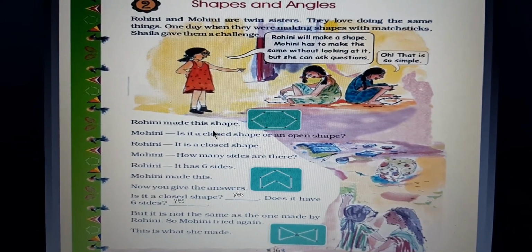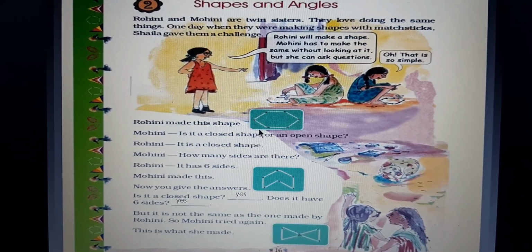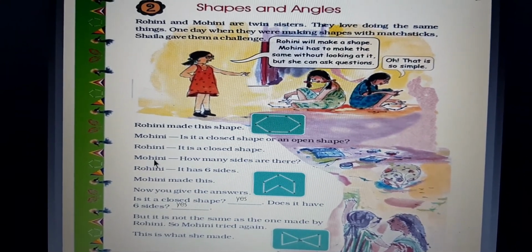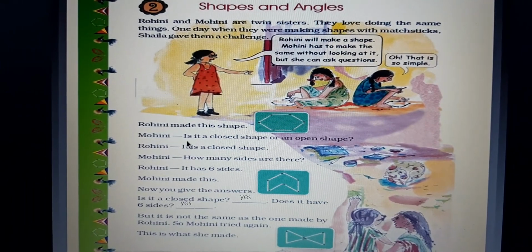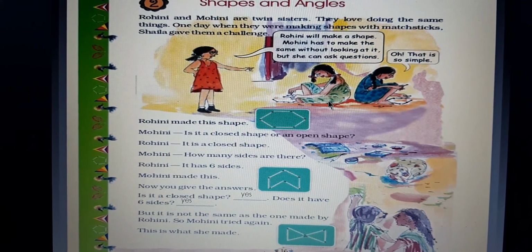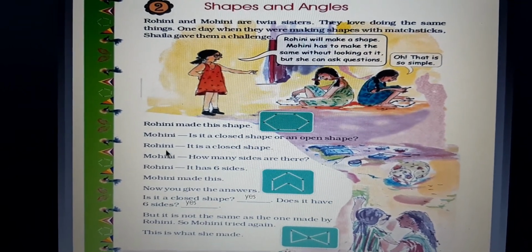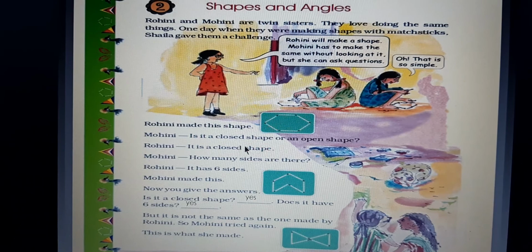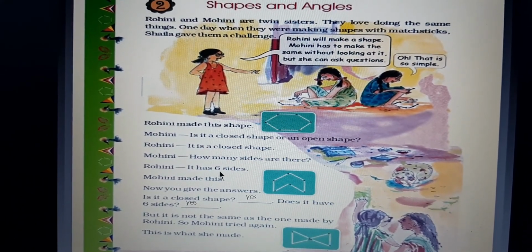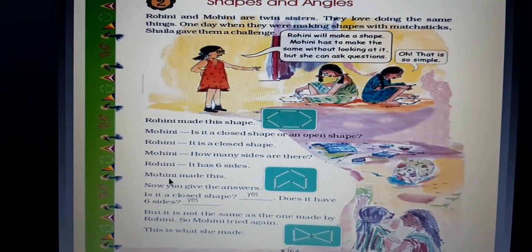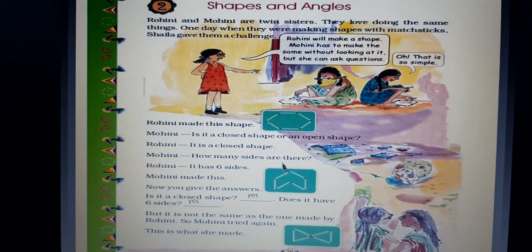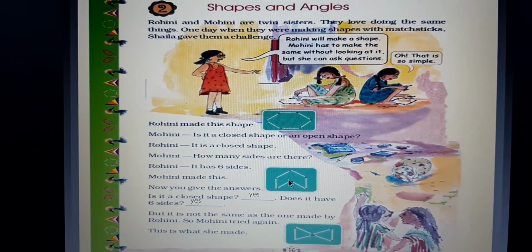Rohini made this shape, the six-sided shape. Now they are having a conversation here. Mohini asks, is it a closed shape or an open shape? Because they have to discuss and do the same, but they can't see. Rohini says it is a closed shape. Mohini asks, how many sides are there? Rohini says it has six sides. Mohini made this. Rohini did this and Mohini did this.